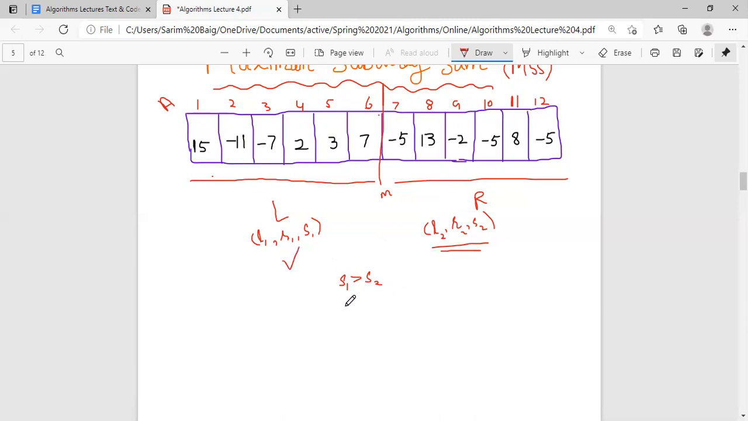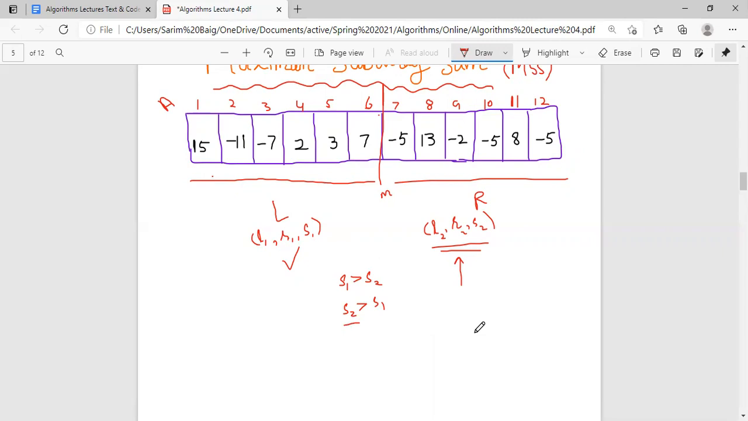And obviously, if it's the other way around, if S2 is greater than S1, then S1 cannot be the best sum. Sorry, I just messed this up. If S2 is greater than S1, then the solution can only be on the right side. In that case, this could be the solution, but this cannot be the solution because we already know about a solution, which is this one.